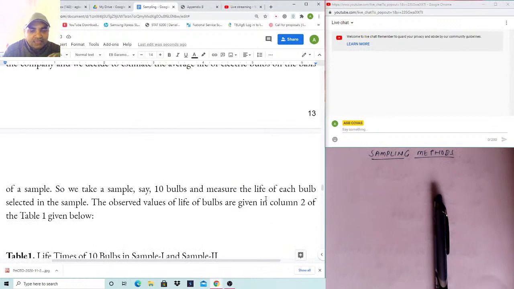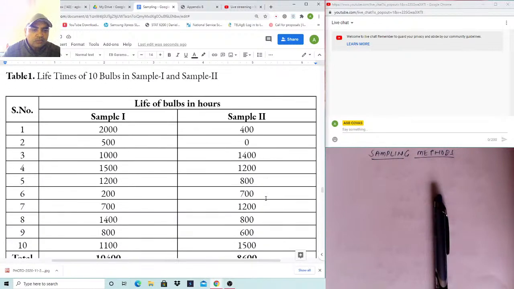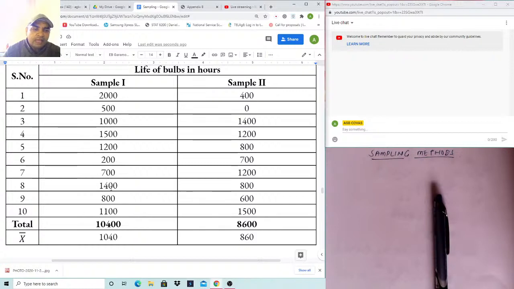We take a sample of, say, 10 bulbs from that factory, which might be producing thousands. We measure the life of each bulb selected in the sample. The observed values of the life of the bulbs are given in column 2 of the table. So we selected a sample of 10 bulbs and measured their mean life in hours. These are the 10 bulbs in sample 1, and these are another 10 bulbs in sample 2. The mean life came out to be 1040 for sample 1, whereas it is only 860 for sample 2.